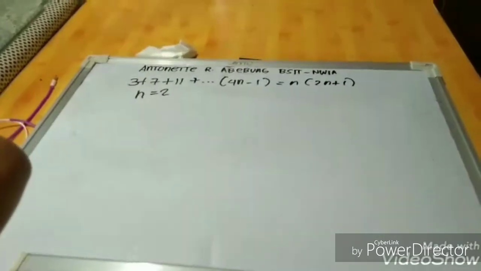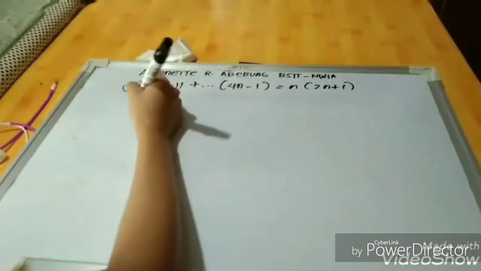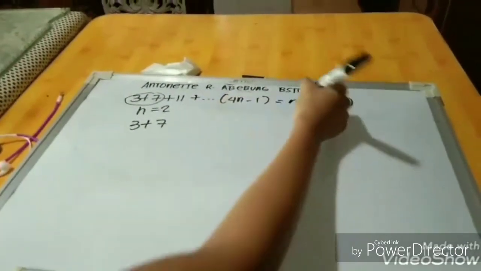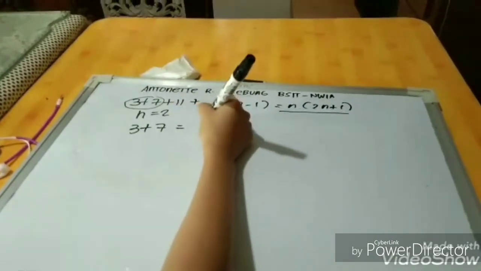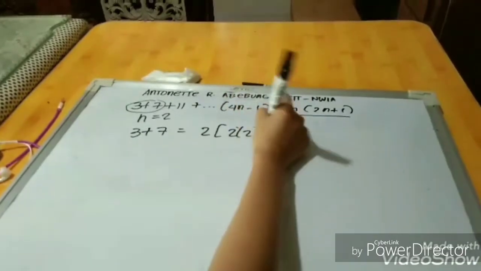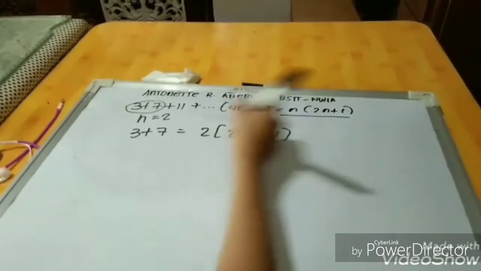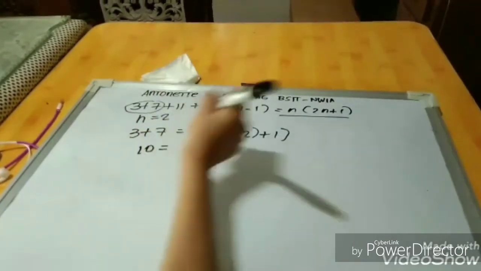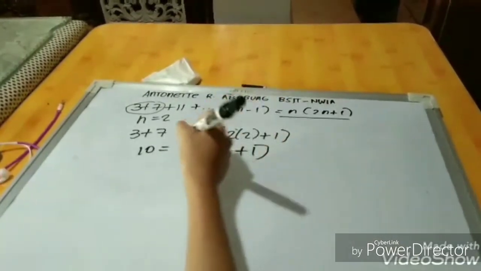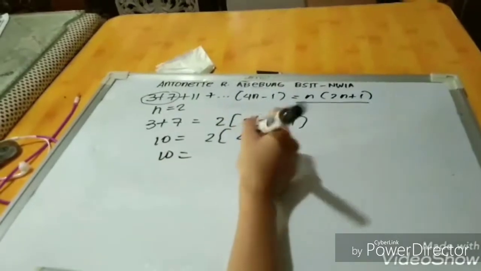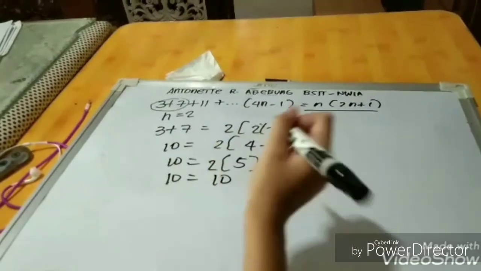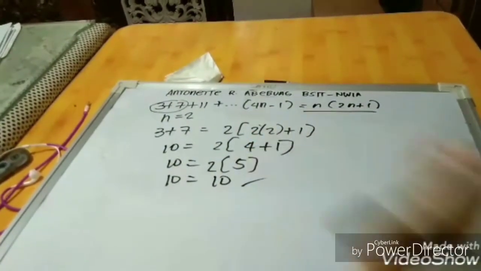So, on the left, we have the sum of the first two terms, 3 plus 7. On the right, we're going to plug in 2 for n in that expression. So, it's gonna be 2 times 2 times 2 plus 1. 3 plus 7 is equal to 10. Then, 2 times 2 is equal to 4 plus 1. 4 plus 1 is 5. Then, 2 times 5 is 10. So, it's also true for n equals 2.